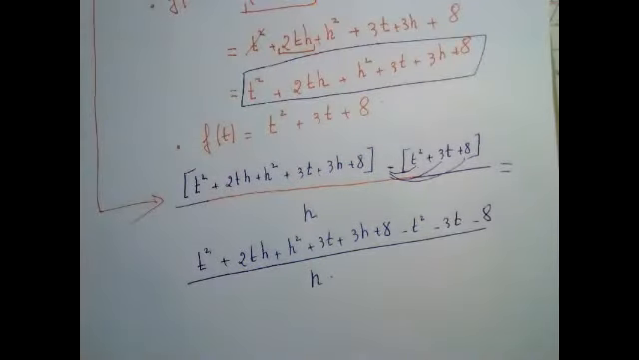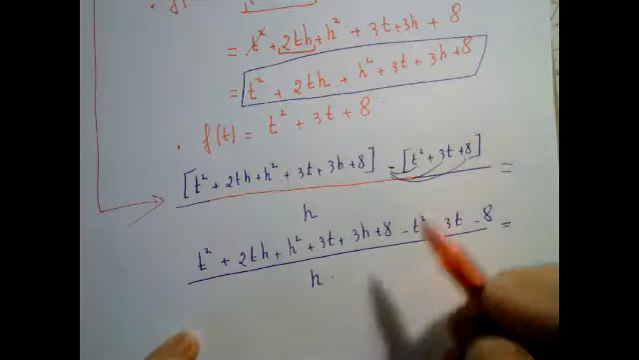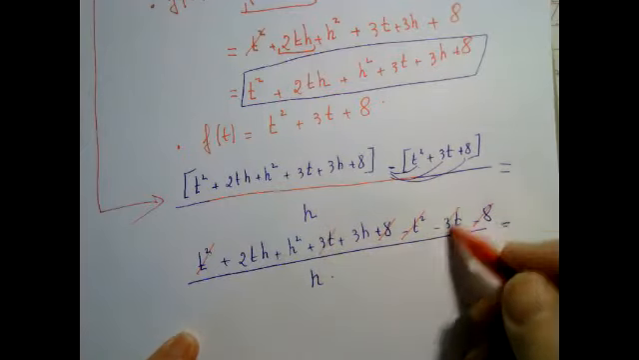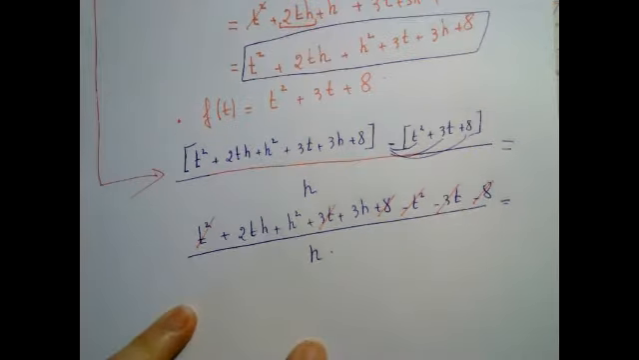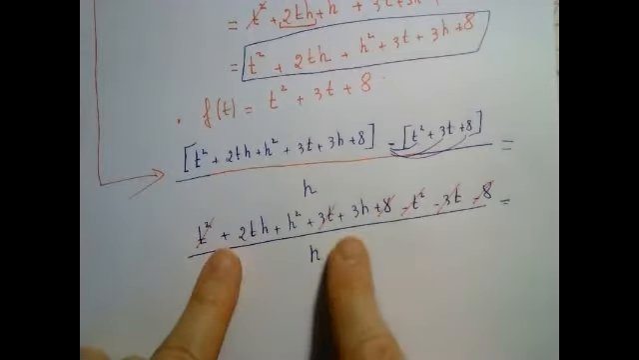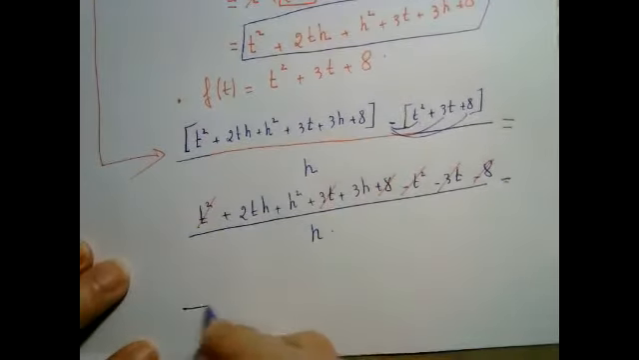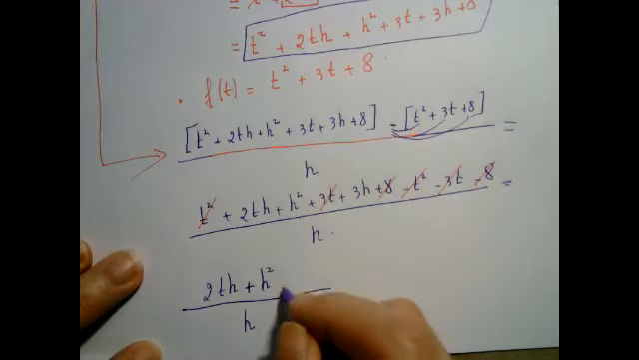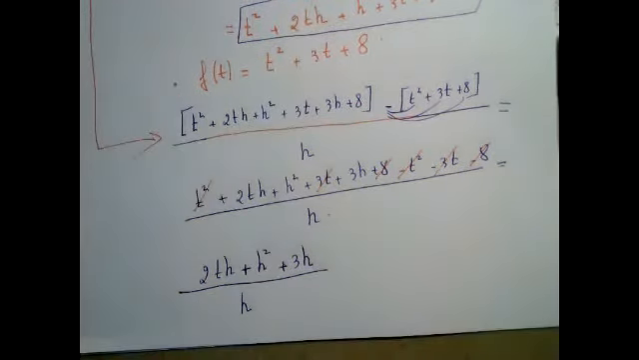Stop me when you think you are having difficulty. Now, let's see if I can simplify some terms. Do some terms cancel each other out? Plus 8 minus 8 cancel each other out. t squared minus t squared cancel each other out. Plus 3t minus 3t cancel each other out. Is there anything else? I don't see anything. So this is going to give me, that's my h, I will be left with 2th plus h squared plus 3h. Okay? Now the last part is, can I improve that a little bit?